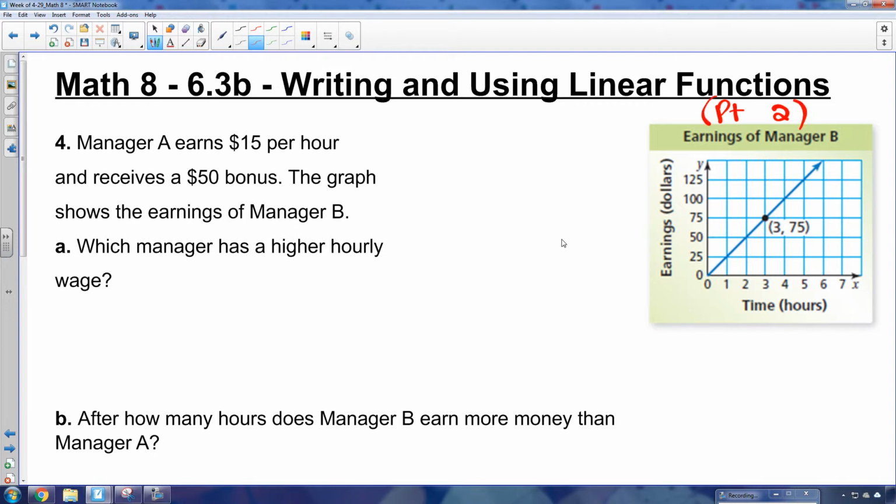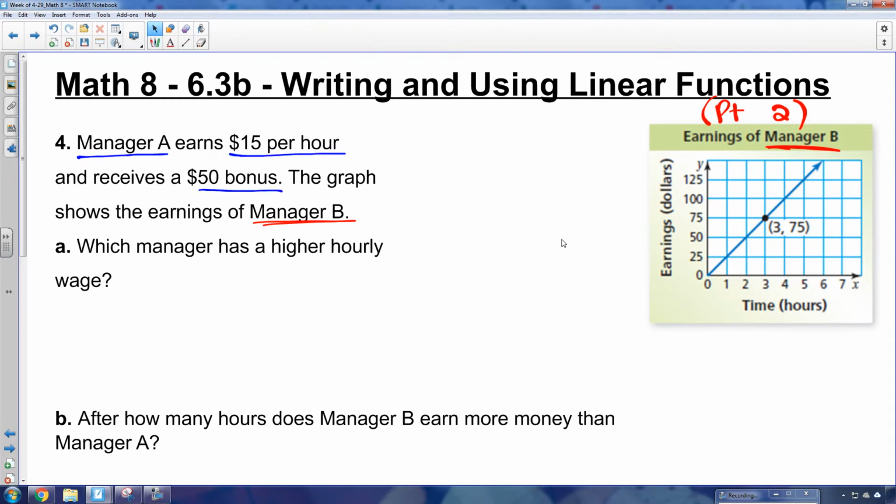And we're looking at this problem, and it says a manager earns $15 an hour and receives a $50 bonus. The graph shows the earning of manager B. So just keep in mind, if we color code here, manager B is this guy, right? And manager A is the other guy. Manager A is a different person. And he gets $15 an hour and a $50 bonus.